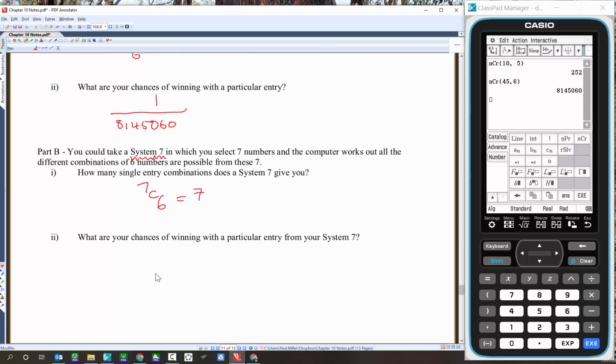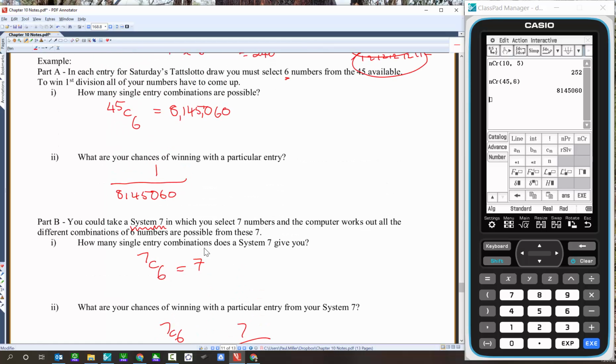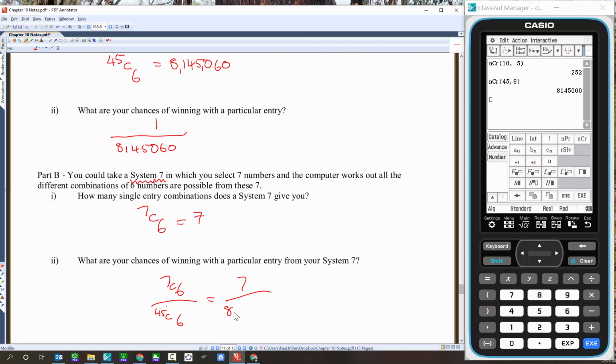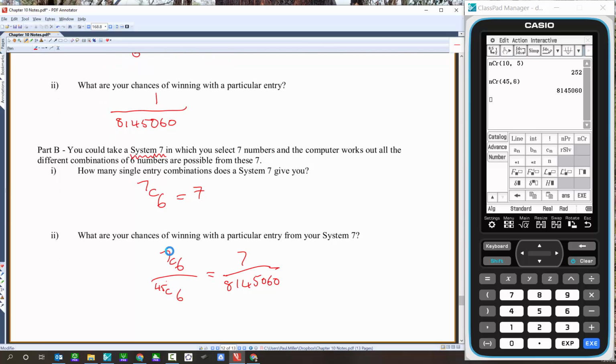All right, if you get this System 7, your chances are going to be fantastic, aren't they? Well, not really. That's going to be 7 choose 6 running the System 7 over 45 choose 6, the total number of possible entries into Tatts Lotto. So that's going to be 7 over what we know is a very large number, 8,145,060. Make sure that vinculum covers all of those numbers. All right, so there's my probability.